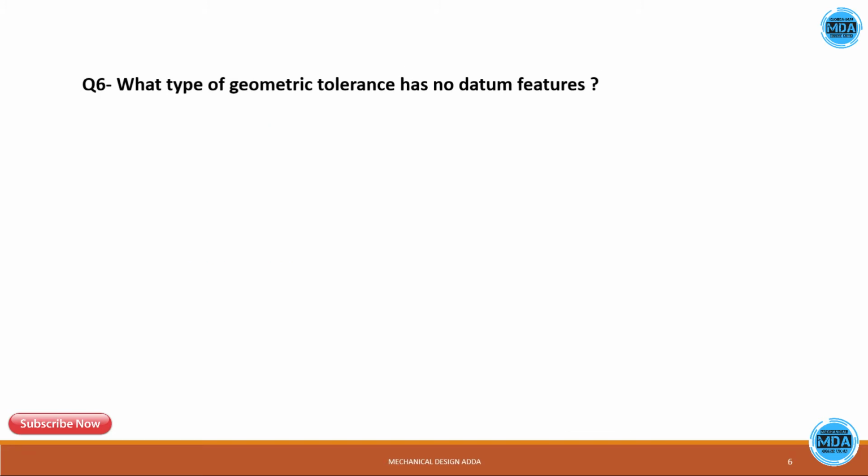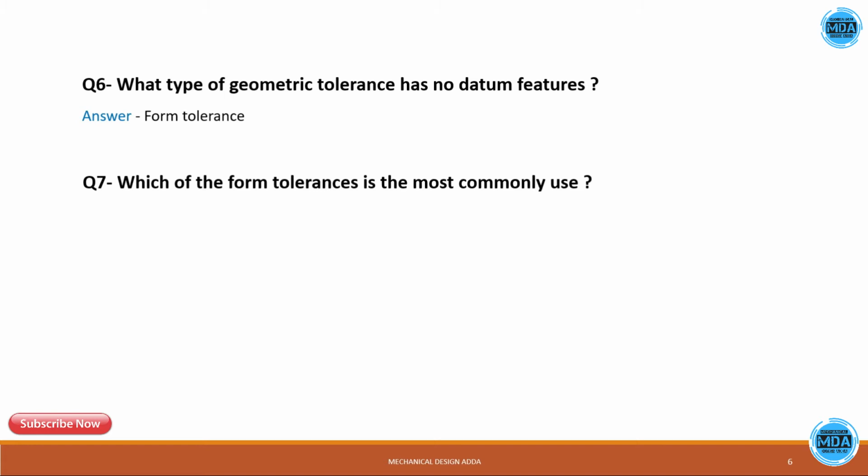The next question is, what type of geometric tolerance has no datum feature? As we know, form tolerance does not have a datum feature. The next question is, which form tolerance is the most commonly used? Related to form tolerance, flatness is the most commonly used geometrical control. Also, position is the most commonly used location control.